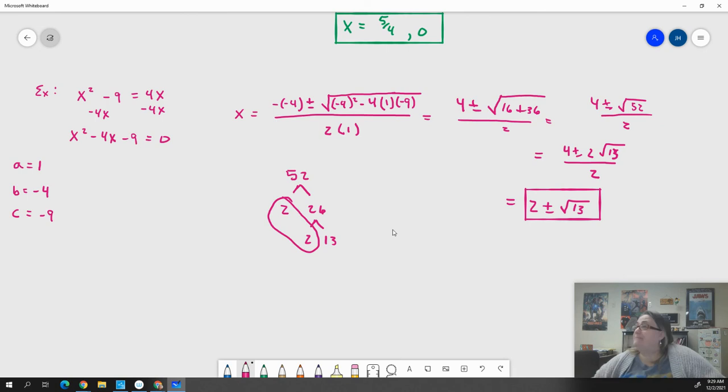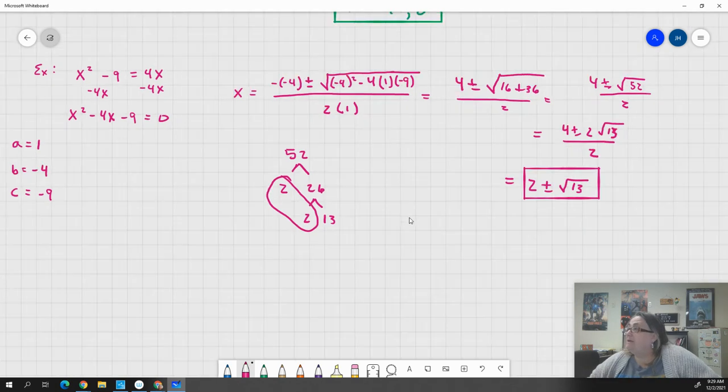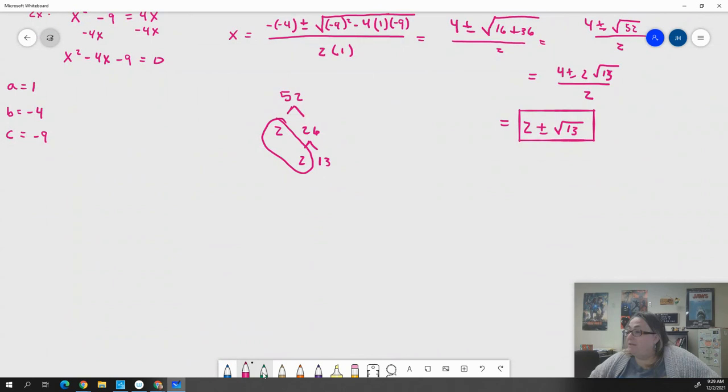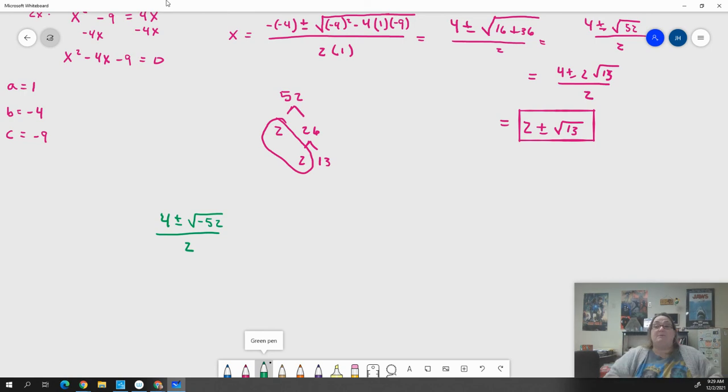What would happen if we forgot all this, and we got to the end and we had a solution that is 4 plus or minus the square root of negative 52, and we can put it over 4 again, or 2 again. So we have the same answer, but we have a negative under the square root. Does anybody know what we would do with that?